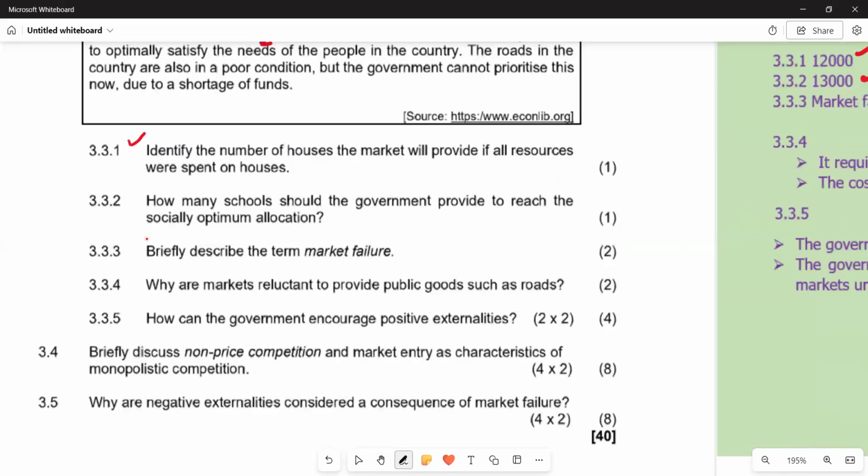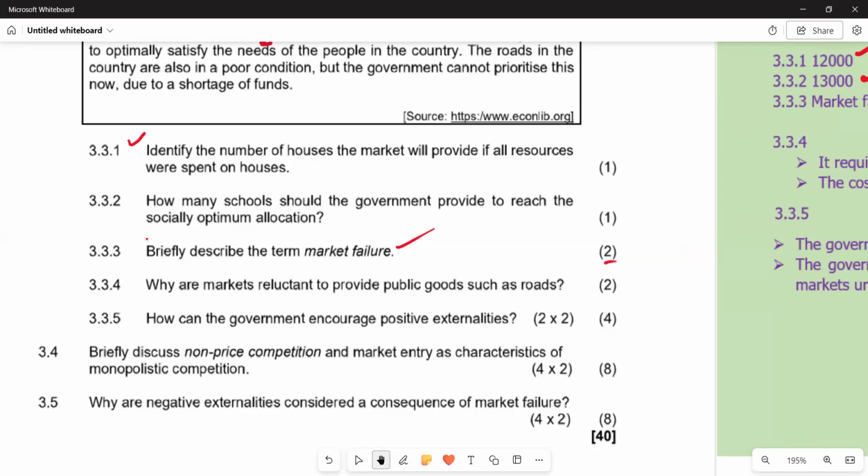Briefly describe the term market failure. And this question has 2 marks. So you just have to give a brief description of what market failure is. Basically, this is the meaning of market failure. We can describe it as an economic situation defined by inefficient distribution of goods and services in the free market. So whenever there's inefficient distribution of goods and services, we are seeing the emergence of market failure.